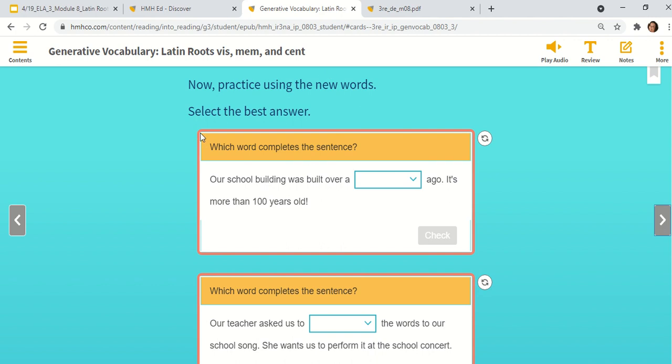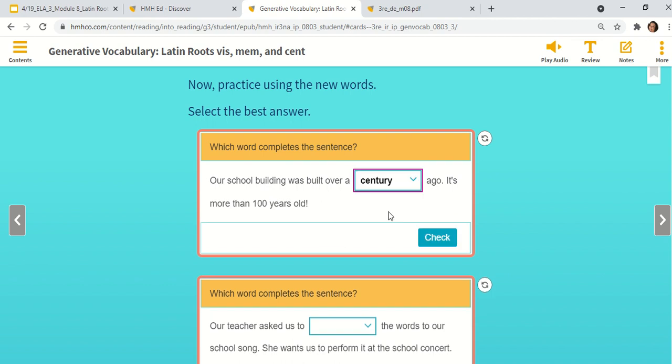So let's practice using the new words. Select the best answer. Our school building was built over a blank ago. It's more than 100 years old. So built over a centipede ago or a century ago. Pause the video and let's see if you get it correct.